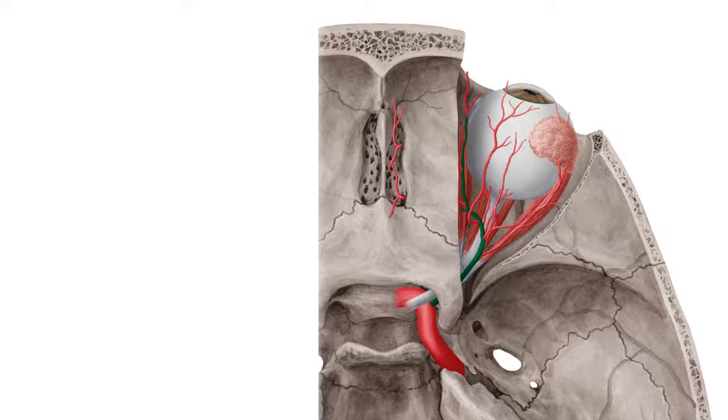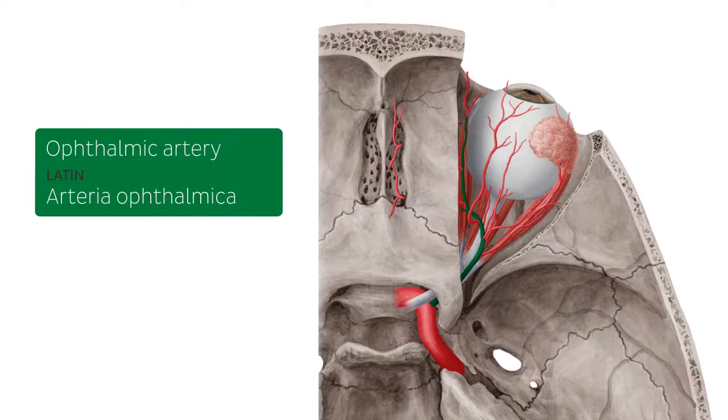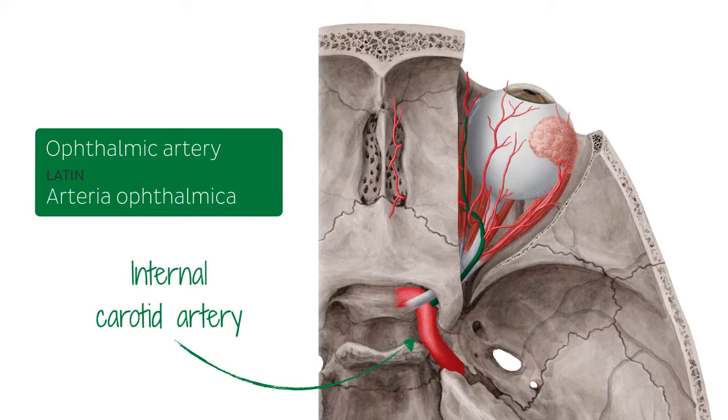The first thing that you have to remember is that the artery that supplies the structure of the orbit is the ophthalmic artery, which is highlighted here in green. This vessel is the first branch of the internal carotid artery, which is this artery here. As we can see in this image, the ophthalmic artery passes through the optic canal into the orbit and is accompanied by the optic nerve.